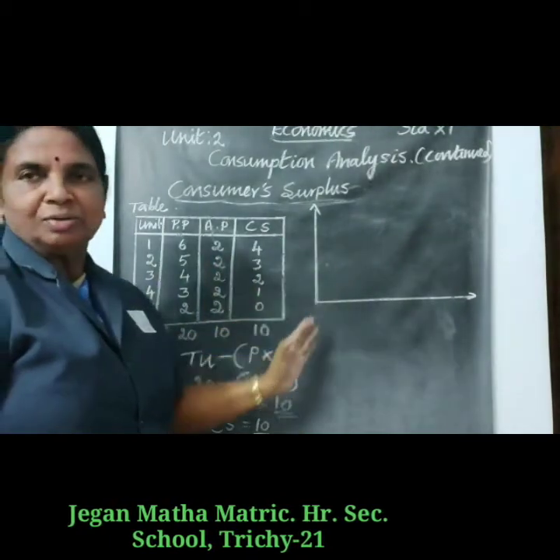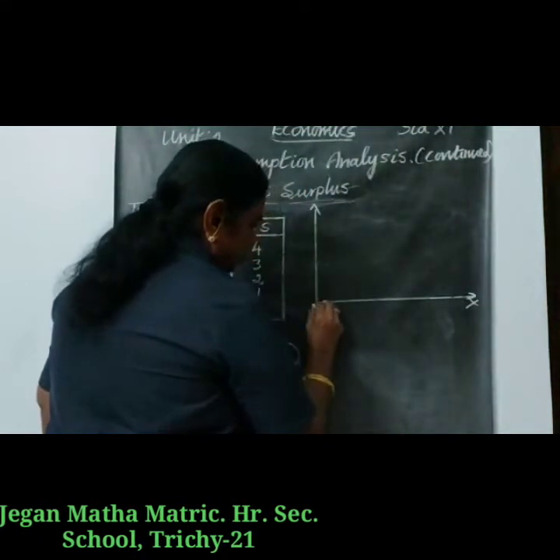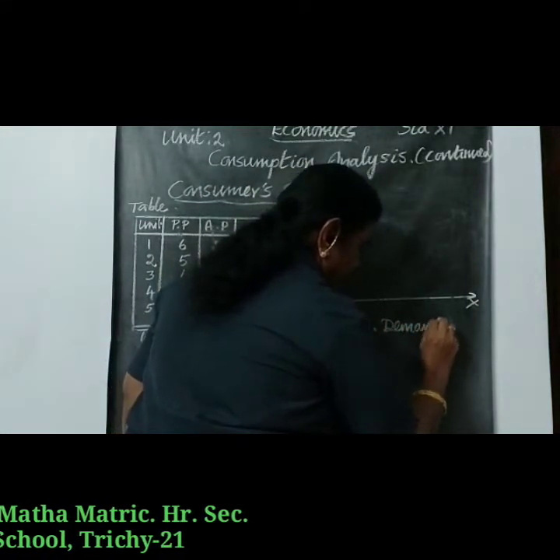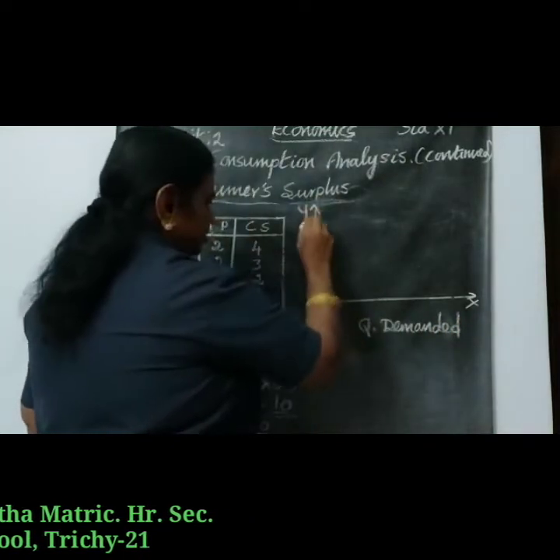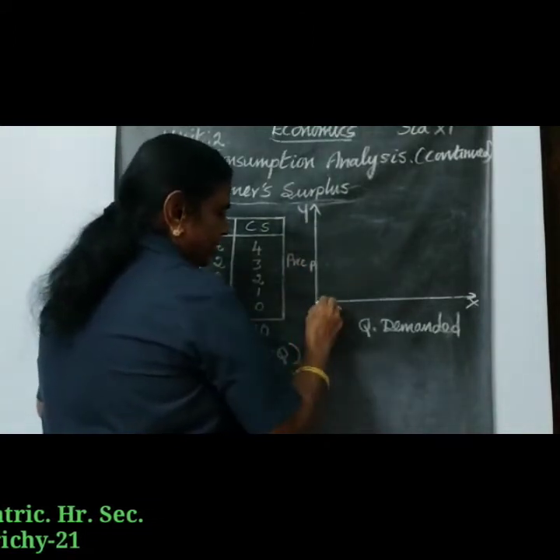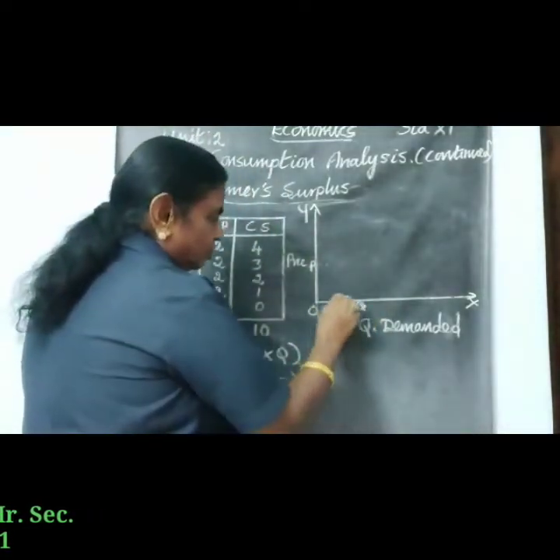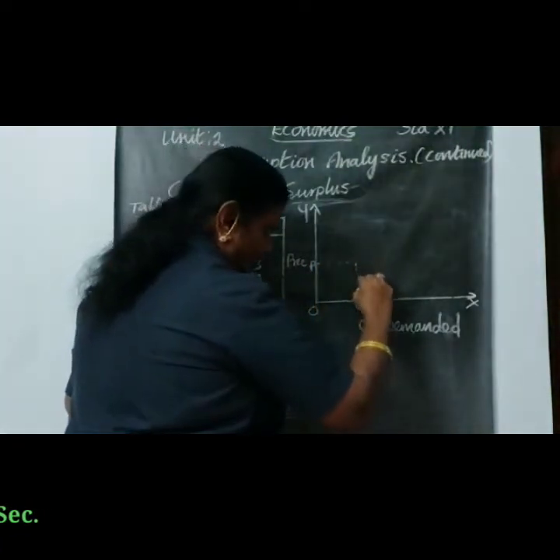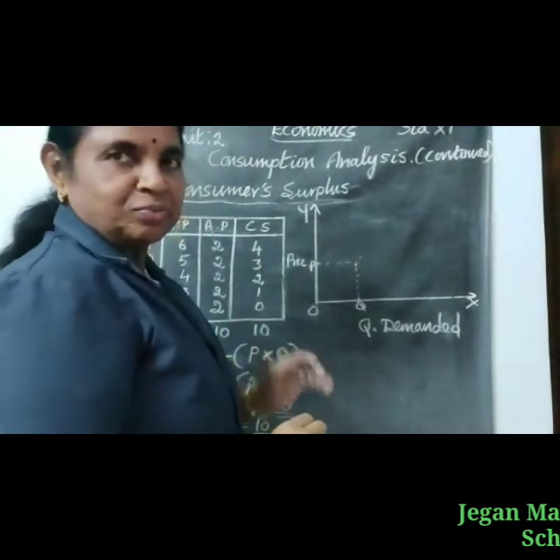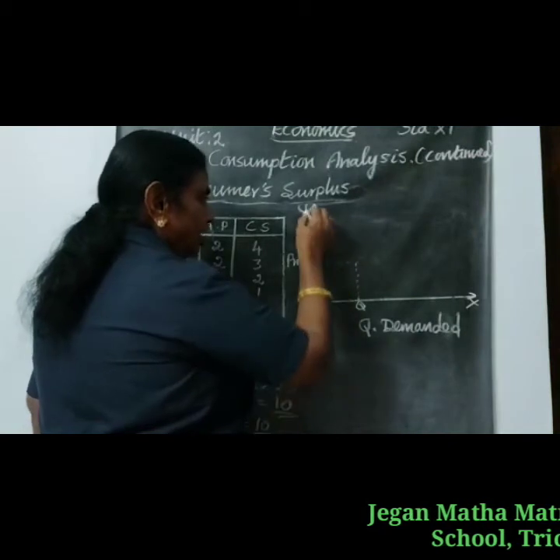The same thing can be proved with the help of the diagram also. The horizontal line is the X-axis, and on the X-axis we mark quantity demanded. And on the Y-axis, price of the commodity. Now OP is the price, then the quantity demanded is OQ. So when OP is the price, the quantity demanded is OQ. So you can join this, here OC. When OP is the actual price of the commodity, OQ is the quantity demanded for that commodity. But the consumer is willing to pay an additional amount.